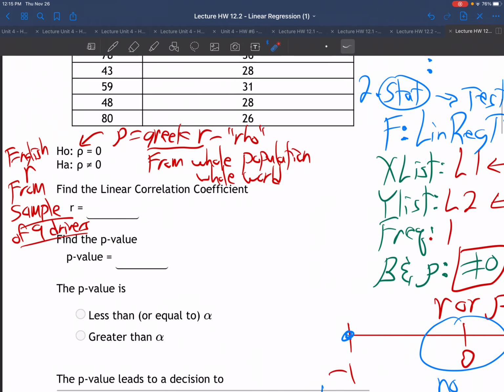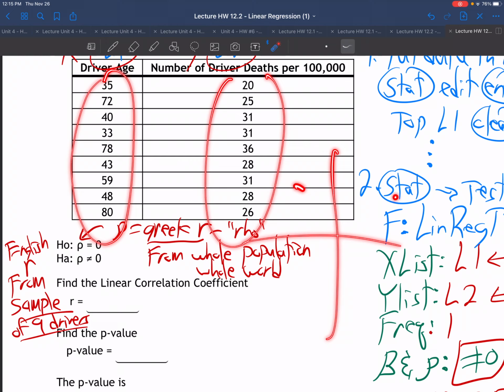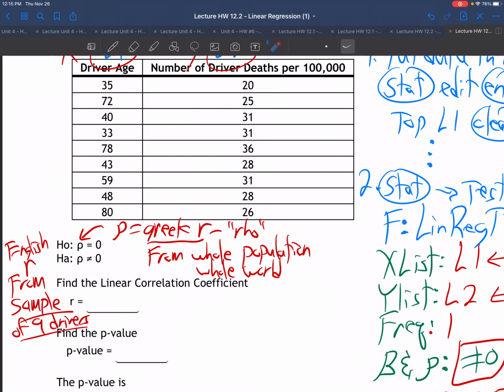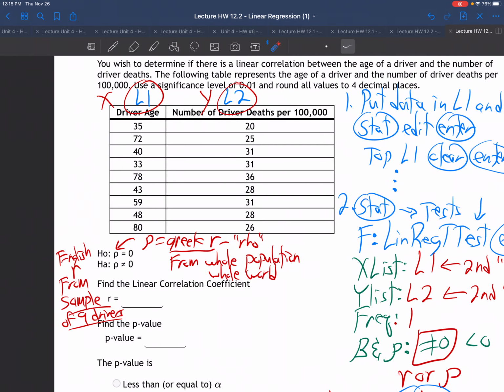Well, the R is just from our sample. So just for these 9 drivers, how much do their dots seem to go in a line? And we're going to use our sample information to figure out something about the whole world. Because that's really what we want to know, right? Whenever we're doing something in statistics, we want to know what's true for the whole world. We don't just want to know about these 9 drivers. How much do they fit a line? No. We want to know for the whole population, the whole world.